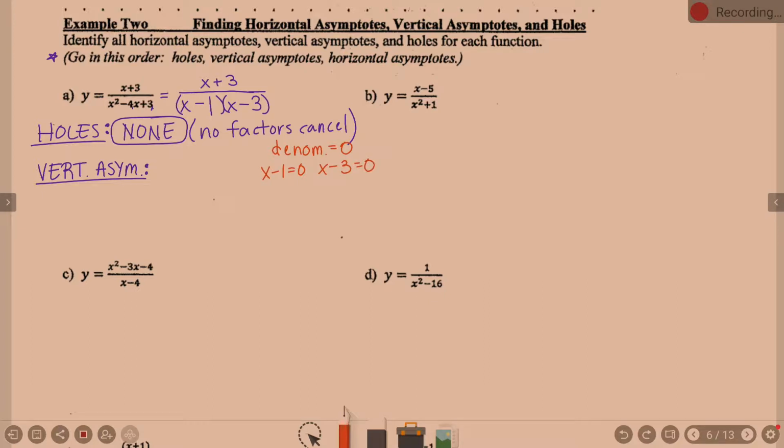If it's x minus 1, we're going to add 1 to both sides, and we're going to get x equals 1. If it's x minus 3, I'm going to add 3 to both sides, and I'm going to get x equals 3. So we end up with 2 vertical asymptotes, x equals 1 and x equals 3.